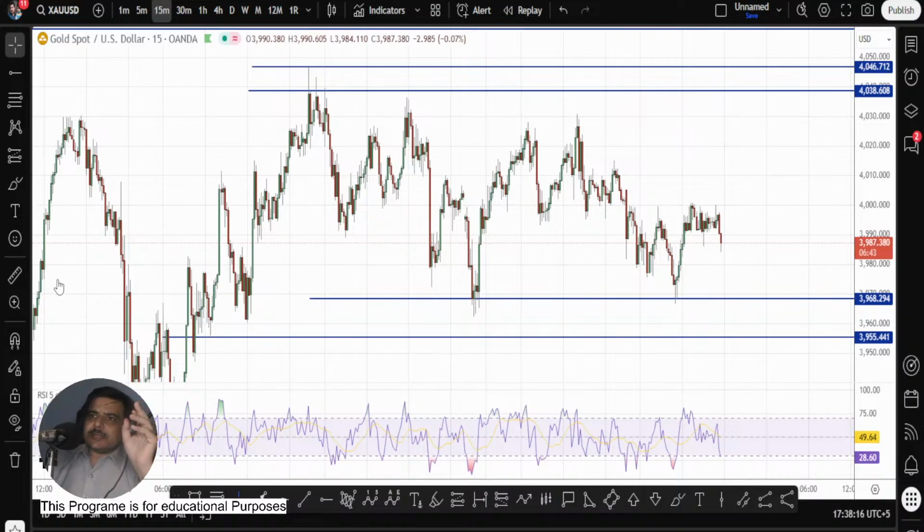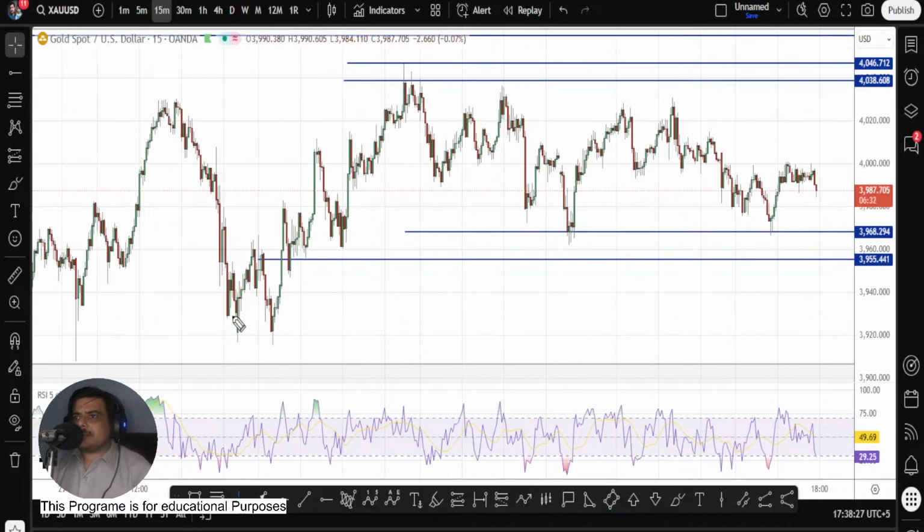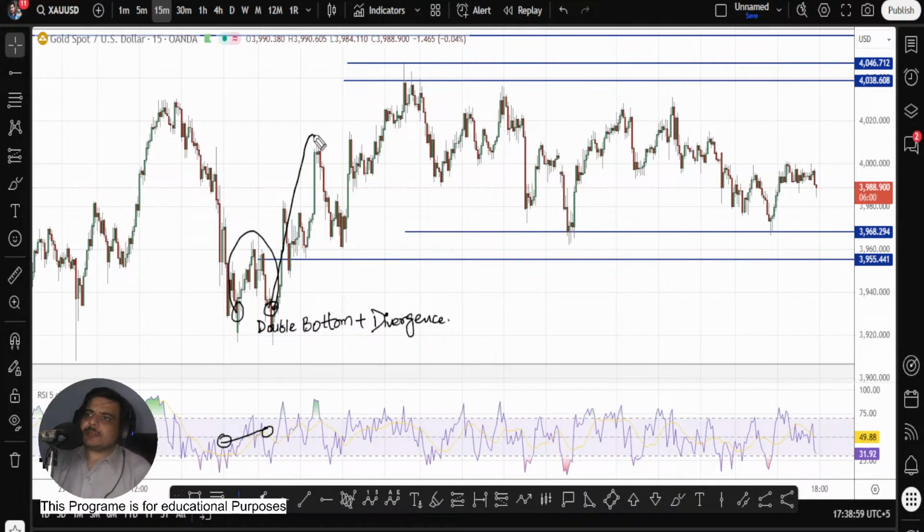Let me show you a technique in which I personally do this way. I will see, okay, right here, this is a double bottom we have. Then I will see, is there any divergence? Yes. So I will write it down: double bottom plus divergence. What after that? The market continued bullish. This level was broken. Okay. Now this is the structure.